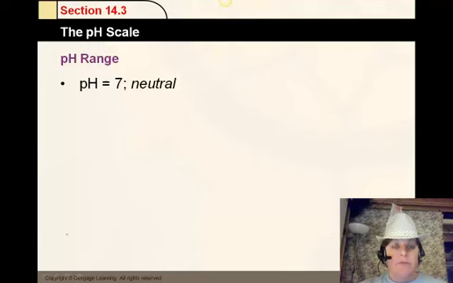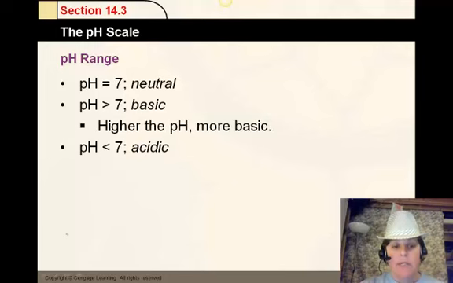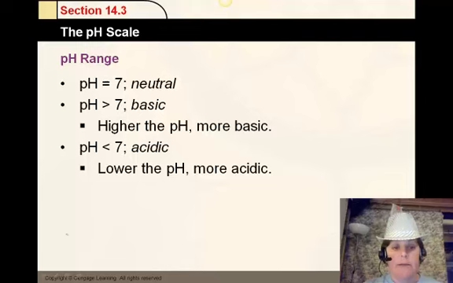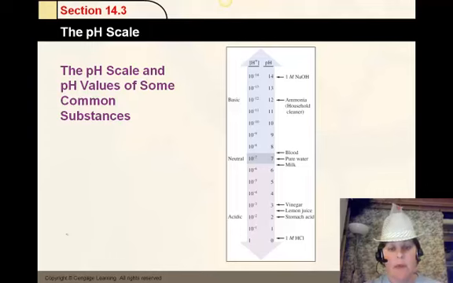pH, of course, goes from 0 to about 14, pH of 7 being neutral, pH greater than 7 being basic, and pH less than 7 is acidic. The higher the pH, the more basic; the lower the pH, the more acidic. Here's a chart of common pHs for different substances. You can see in the neutral range, water, blood is slightly basic, milk is slightly acidic, etc., all the way down to stomach acid, which has a pH of about 2, and household ammonia, which is a cleaner, has a pH of about 12.